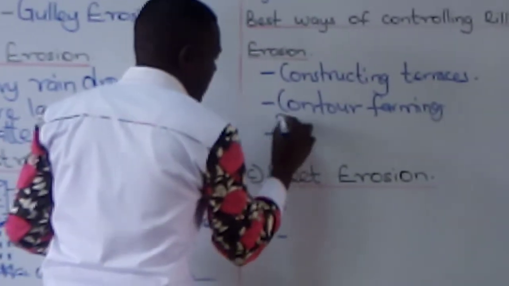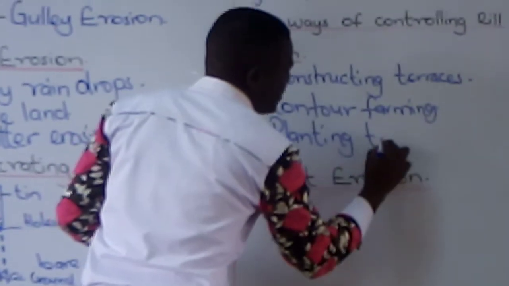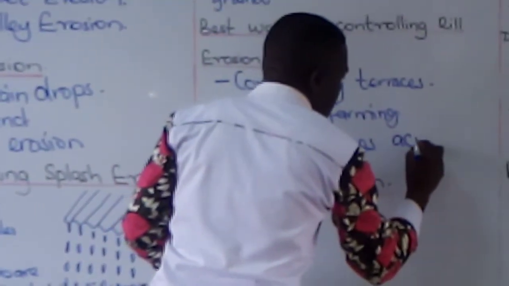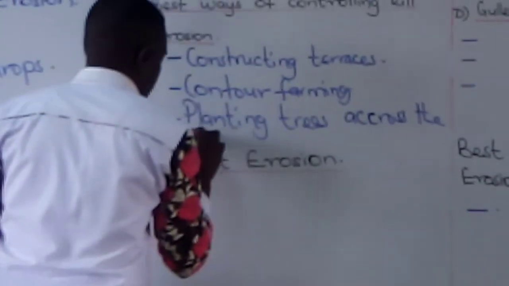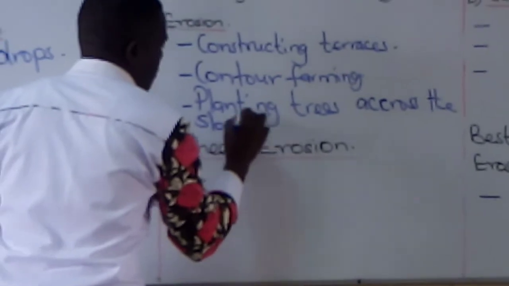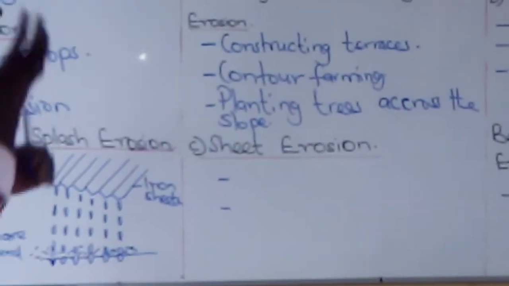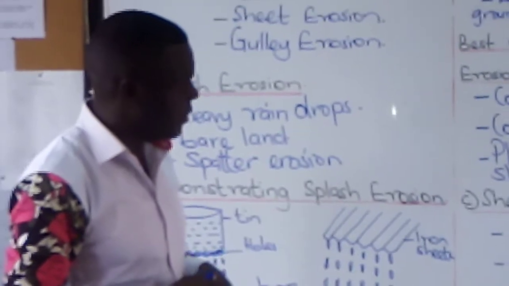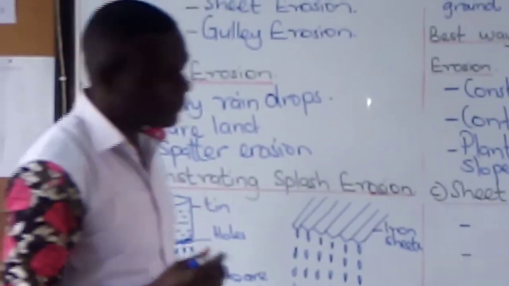planting trees across the slope, to anchor the soil. To anchor means to hold the soil. That's a major method. Now, let's look at terraces.